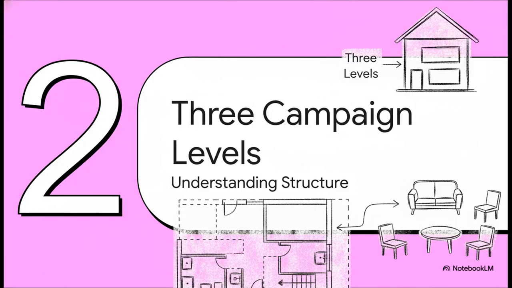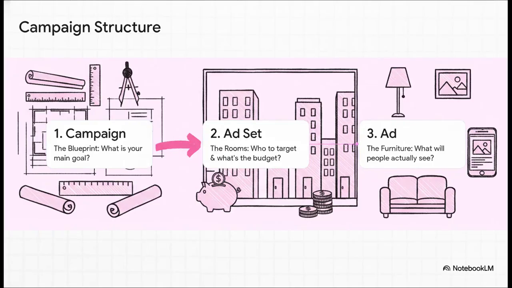Okay, next up, let's pull back the curtain on how a campaign is actually put together. Here's the secret. Every single ad on Facebook, I don't care how simple or complicated it is, follows the exact same 3-level structure. The best way to think about it is like building a house. First, you need the blueprint, then you build out the rooms, and finally, you fill it with furniture. And here's that structure right here.